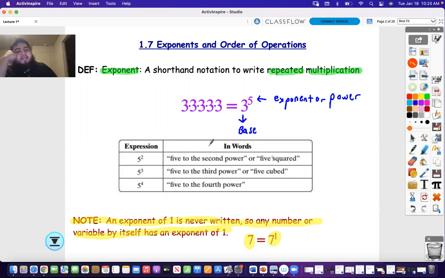Now, if you look at this little table that I have here, I gave you expression and in words. When we have 5 as the base and 2 as the exponent, notice how the base goes first. So it's 5 to the 2nd power. Whenever the power is 2, we can also say 5 squared.